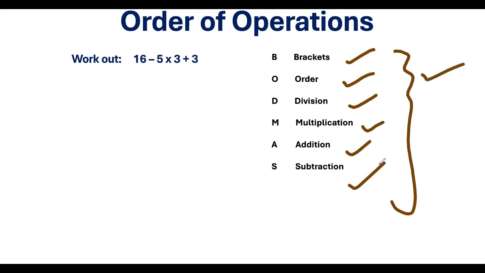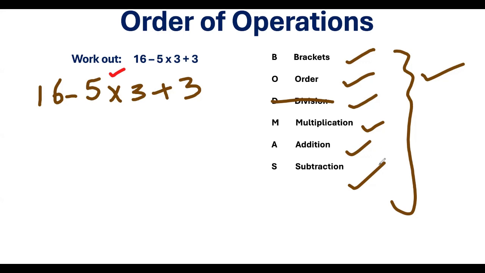So let's apply this order, BODMAS. The question is order of operations: 16 minus 5 multiplied by 3 plus 3. You must have noticed that there is no division in this question, so you can cancel divide. Now you have to check for multiplication. You have to multiply first. This is a multiply, so please multiply first.